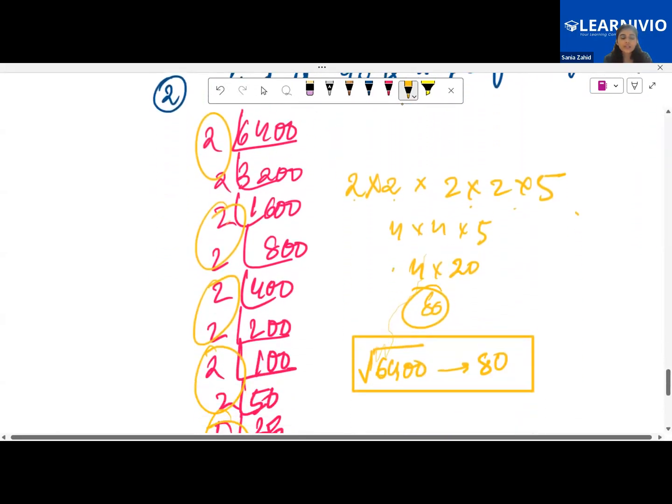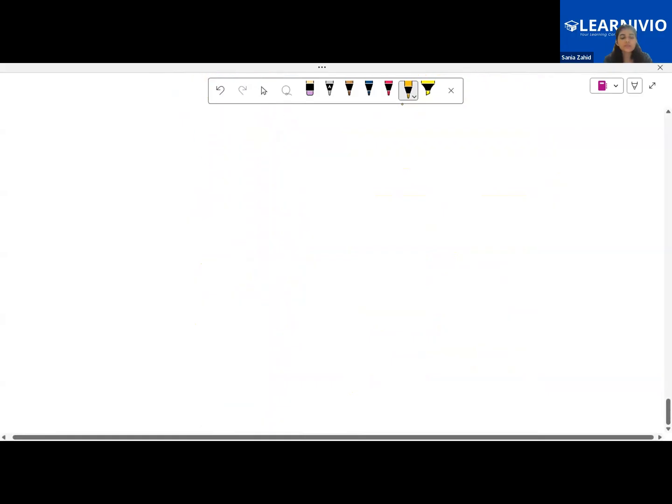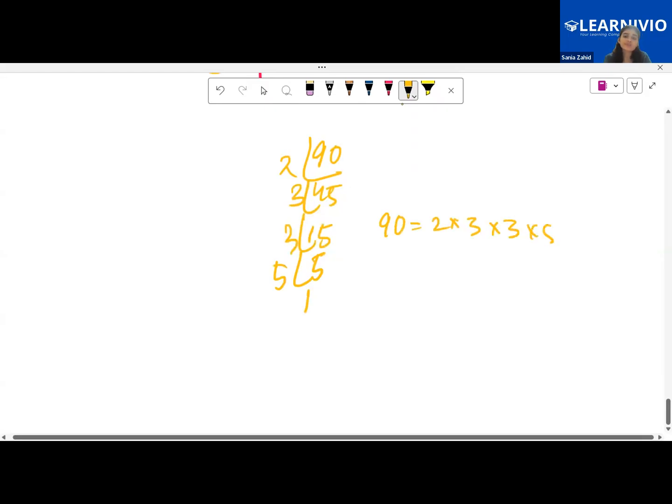Ma'am, I don't understand. Which one? I don't understand the second one. Like, I don't understand the question. No problem. See, you have 90. So for 90, what you're going to do is, just do the prime factorization. You have 45, then you have 15, then you have 5, and then you have 5. So for 90, you can write as 2 into 3 into 3 into 5.